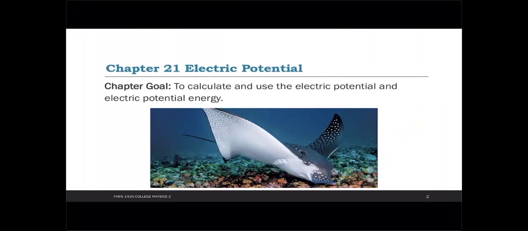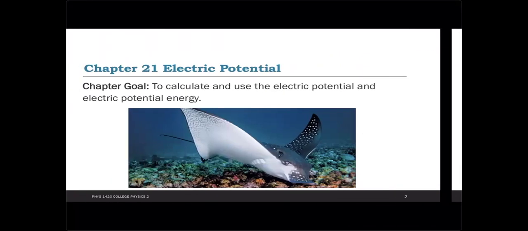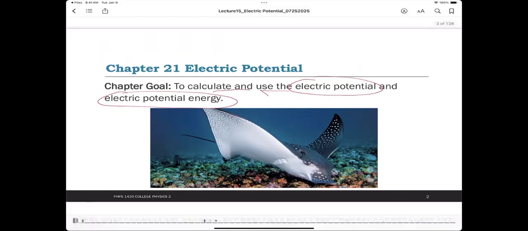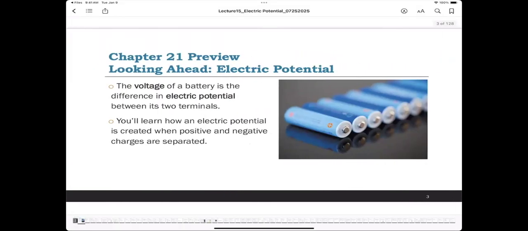This chapter's goal is to calculate and use the electric potential and electric potential energy. So we will talk about what electric potential is, what electric potential energy is, and how to calculate them and use them in our real life. Okay, let's continue. Before we talk about chapter 21, let us do some preview.